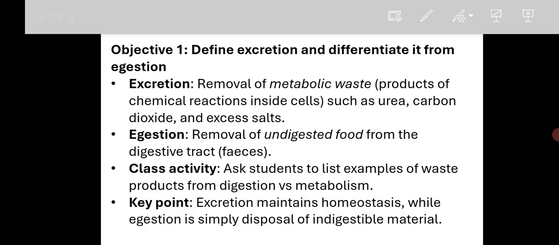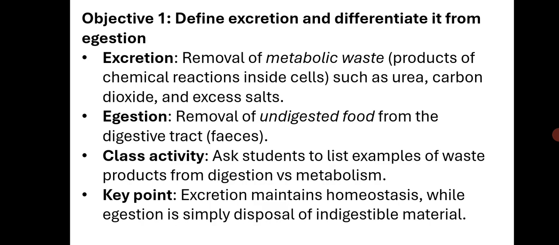All right, so I want you to think, as your activity, to list examples of waste products from digestion and metabolism. Share with me in the comments section. I'll be glad to see your points. Remember, metabolism is the chemical reactions taking place in your body. They produce urea, carbon dioxide, and the excess salt, as well as water.